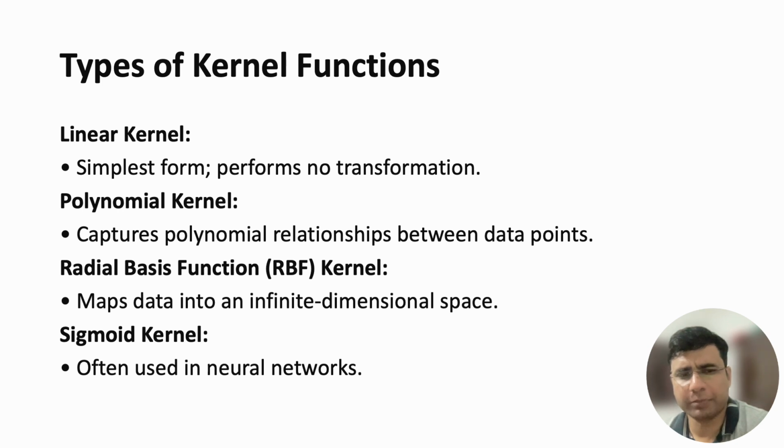So, what are the different types of kernel functions? These are linear kernel, polynomial kernel, radial basis function, and sigmoid kernel. So, different kernel functions offer various advantages depending on the type of problem. So, for example, RBF is highly effective for separating non-linear data, but computationally expensive.